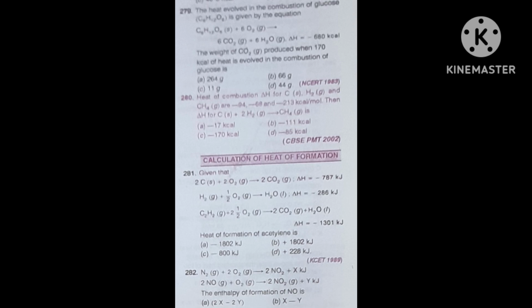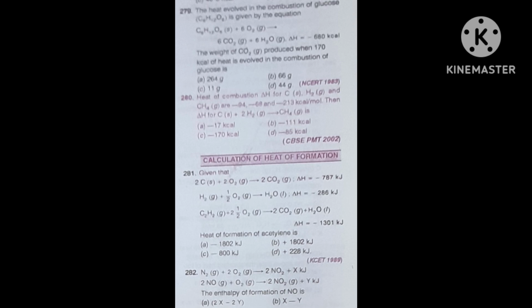First you see the question. Question is heat of combustion. Delta H for carbon, H2 and CH4 are given: minus 94, minus 68, minus 213 kilocalorie. Then delta H for C plus 2H2, that is the CH4. You have to calculate this delta H value. Its value will be minus 17 kilocalorie. How? Now I am telling you.